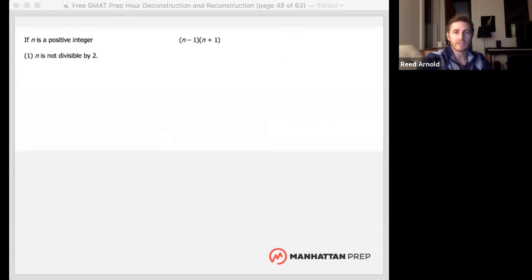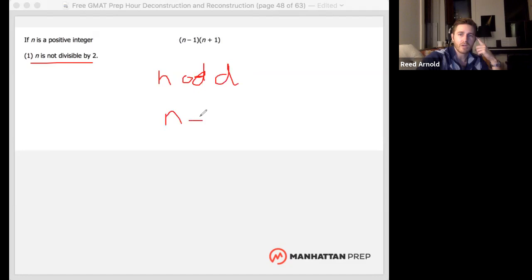Okay, what if n is not divisible by 2? What does that mean? That means n is odd, okay? What does that mean? Keep making inferences where you can. Anytime you can make an inference, make an inference. That's what this drill is. So we know n is odd. Good, that means n minus 1 and n plus 1 are both even. So I have an even times an even, okay? What do you know about an even number times an even number?